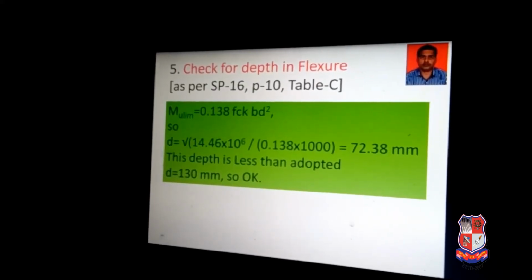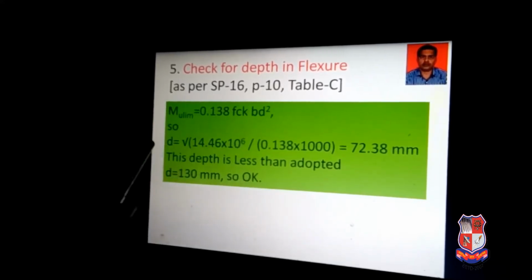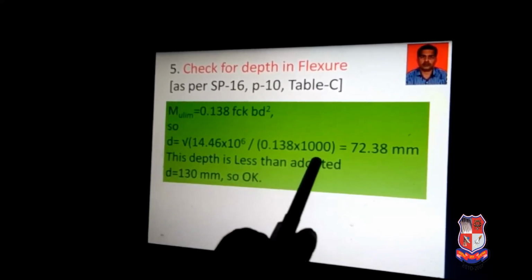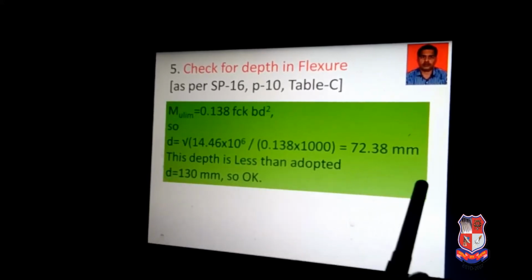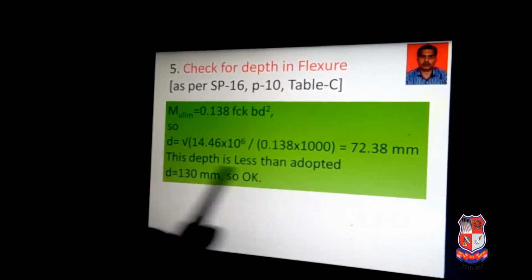Now we would like to check the depth with what we have taken from the deflection control criteria in flexure. As per SP16 page 10 table C, the formula is given MU limit equal to 0.138 times B D square for Fe415 steel grade. So from this formula we calculate small d as the square root of MU limit divided by 0.138 and B. Putting all values we get 72.38 millimeter as small d from the flexure criteria, and this depth is less than the adopted small d, that is 130 millimeters. So we are safe, and we can proceed with the further design.